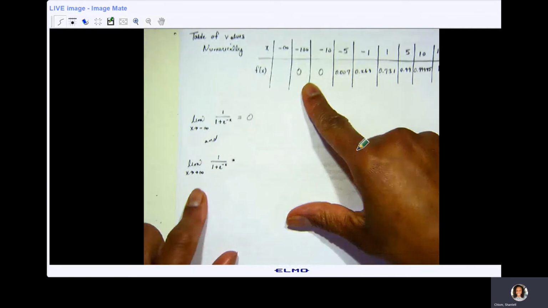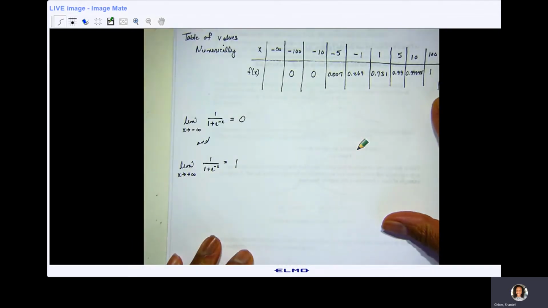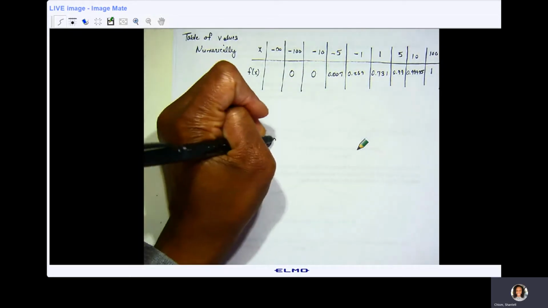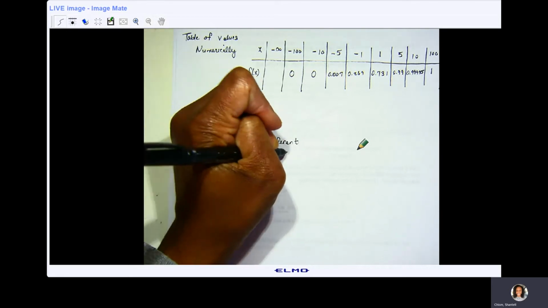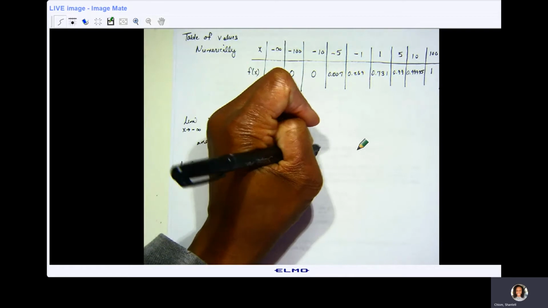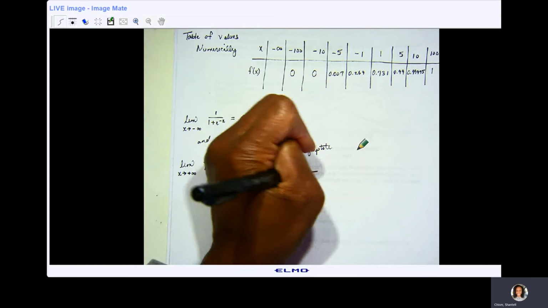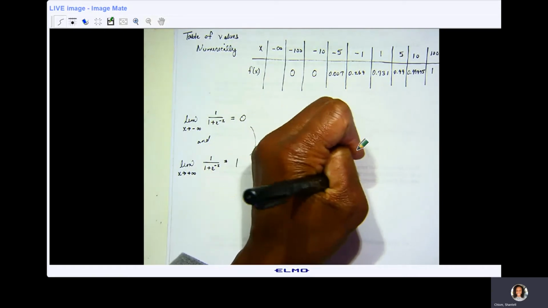Okay? So, as x approaches negative infinity, the logistic function is headed towards 0. And as x approaches positive infinity, the logistic function is headed to 1. So they have different horizontal asymptotes. Each end has a different horizontal asymptote. And the end behavior, therefore, approaches different values.